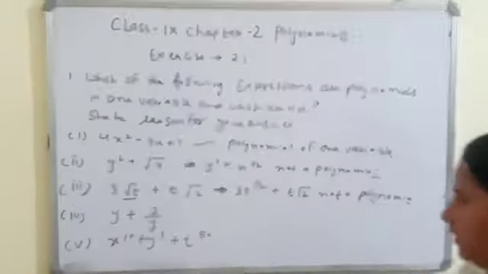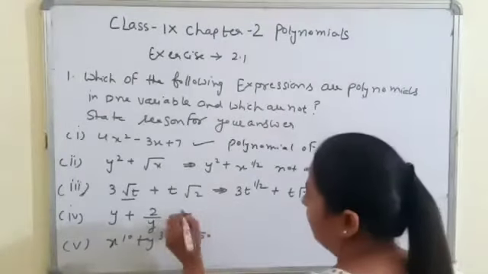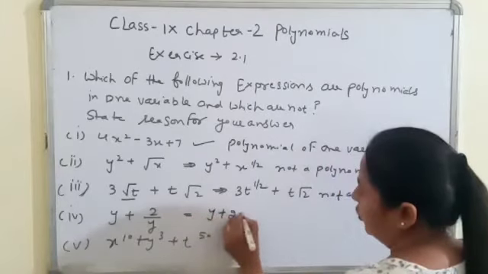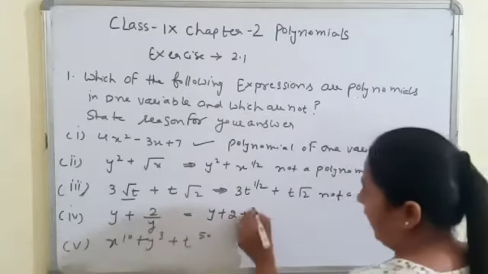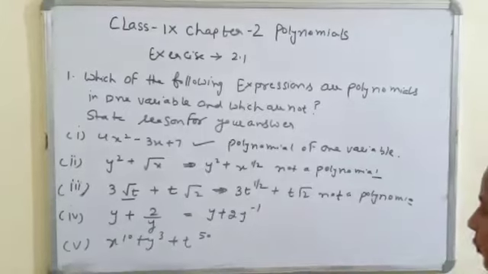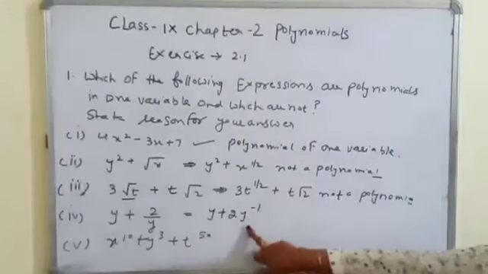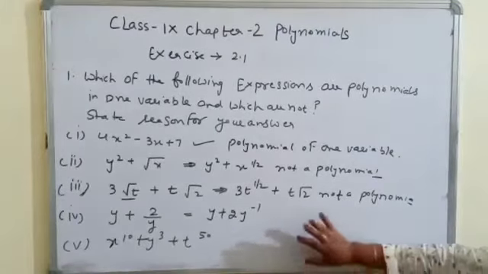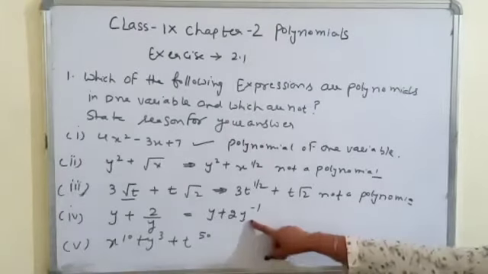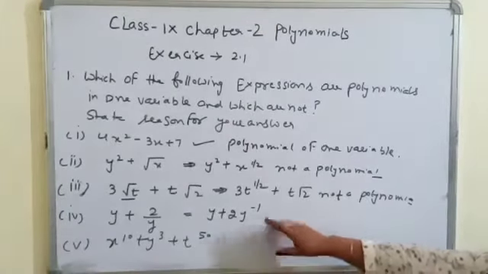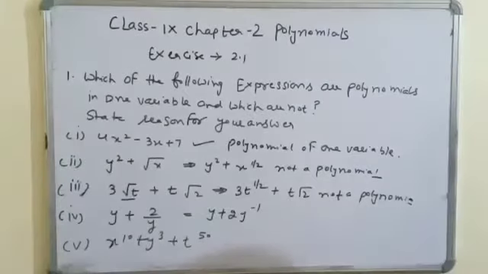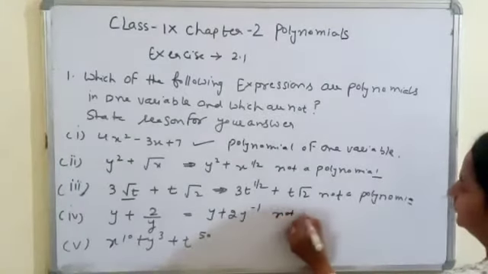In the fourth part you can see the question is y plus 2 by y. If we take the reciprocal of y, it becomes 2 into y power minus 1. So this is also not a polynomial, because here the degree is minus 1. As per the definition of the polynomial, the degree should be in the form of a whole number. So this is also not a polynomial.